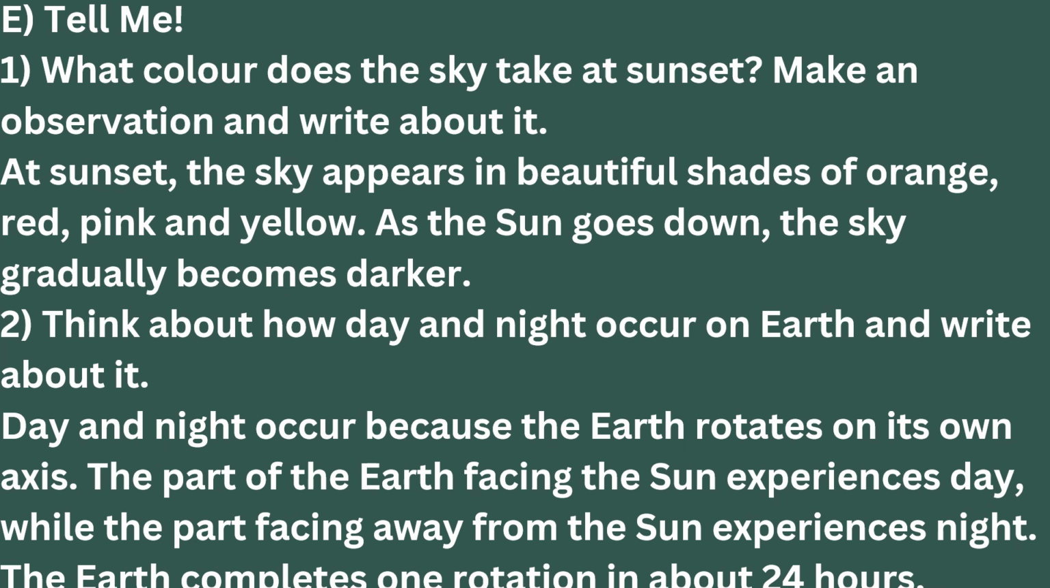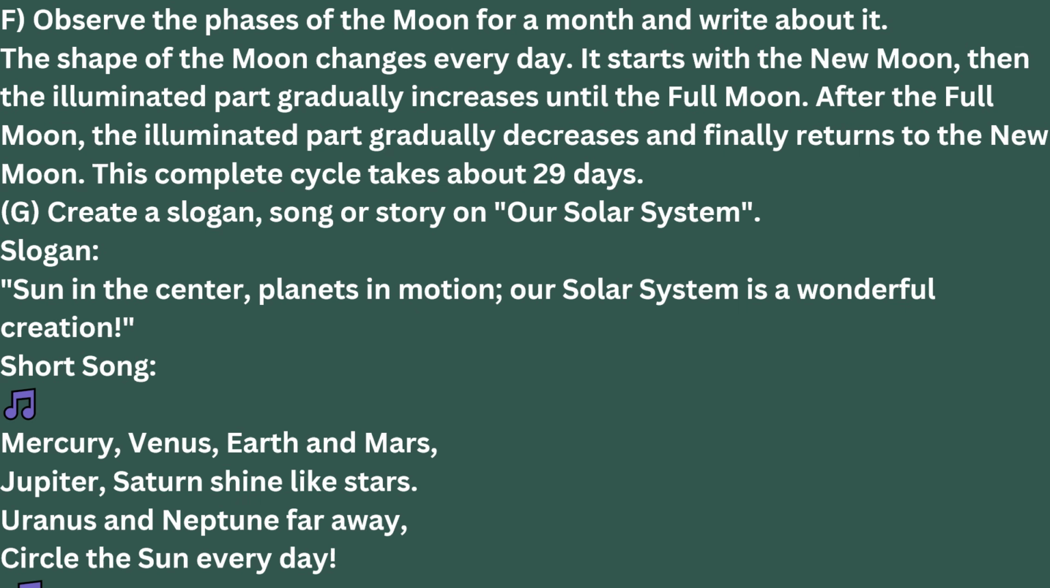Think about how day and night occur on Earth and write about it. Day and night occur because the Earth rotates on its own axis. The part of the Earth facing the sun experiences day, while the part of the Earth away from the sun experiences night. The Earth completes one rotation in about 24 hours.